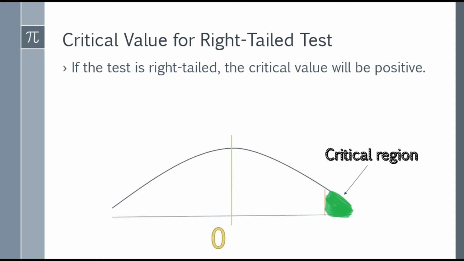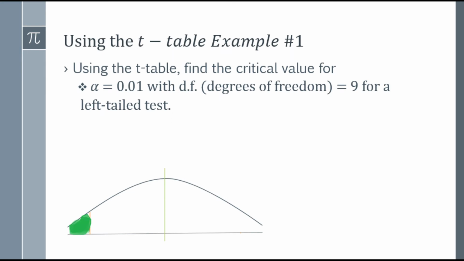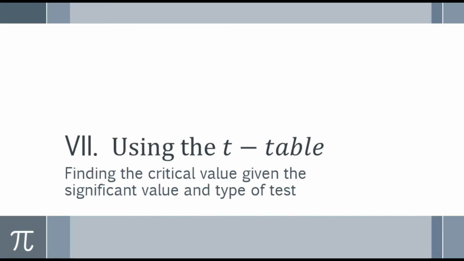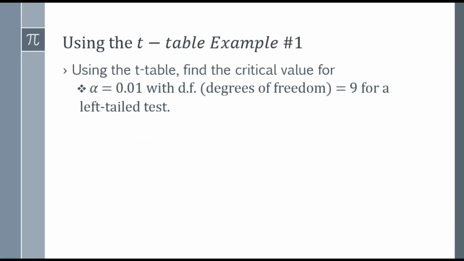Okay, so makikita nyo sa screen, remember, pag left-tailed test, ang critical region mo ay nasa kaliwa. Yun yung nasa green. Yung green, okay? Ngayon, tingnan natin yung key table. Sabi kanina, ang degrees of freedom daw ay 9 at level of significance ay 0.01. So, at ito ay left-tailed test.